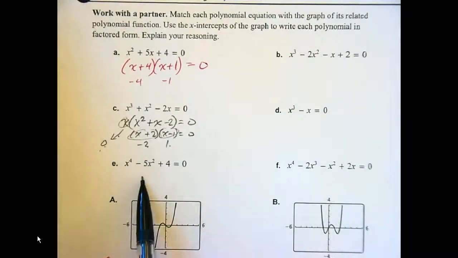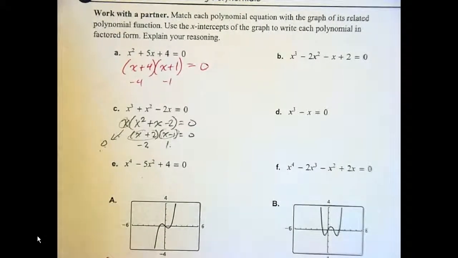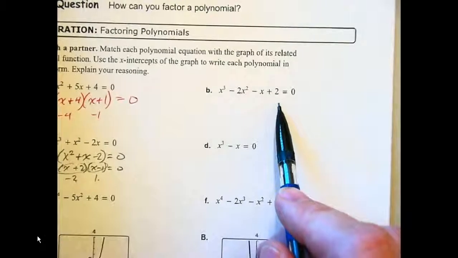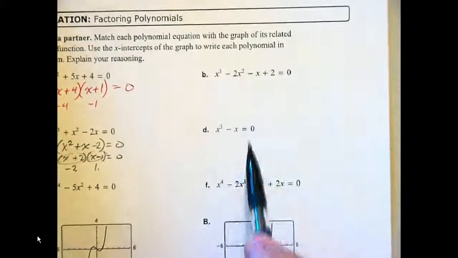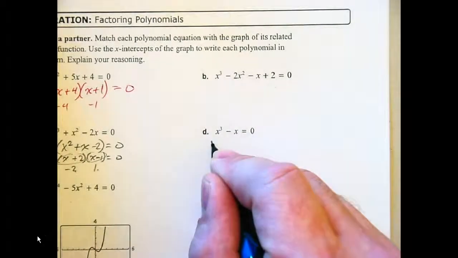Let's go ahead and come back to that one. All right? Maybe we could try this one. Let's come back to that one. Maybe try this one. Can I take out a greatest common factor? Yes. What is that?